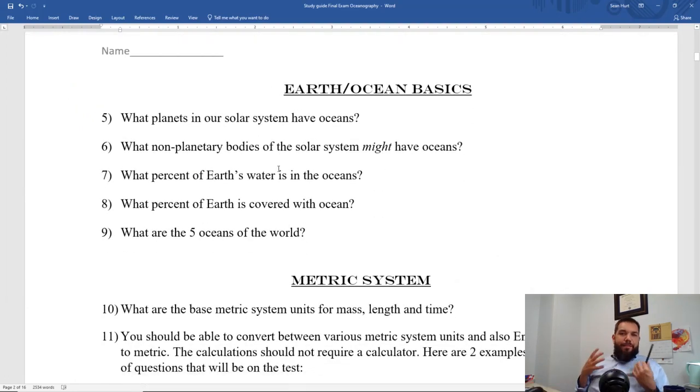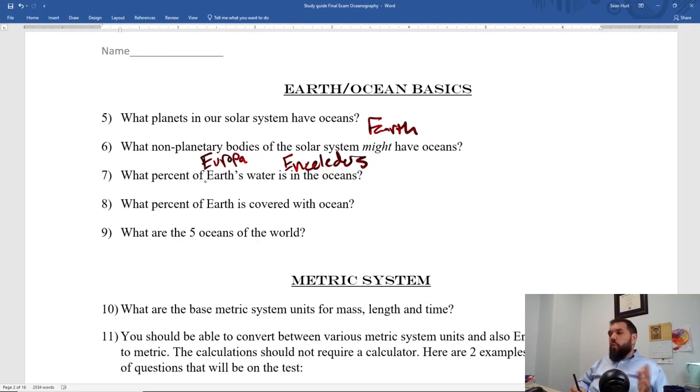So getting on to the basics of Earth and the oceans. What planets in our solar system have oceans? It's only Earth, right? Earth is the only planet that we know of that has oceans at all, or even much water. What non-planetary bodies of the solar system might have oceans? We talked about two in the lecture. That's Europa, which is a moon of Jupiter. And we also talked about Enceladus. Enceladus is a moon of Saturn, okay? Those are two non-planetary bodies or moons, okay? They revolve around a planet rather than the sun, and they might have water, okay?